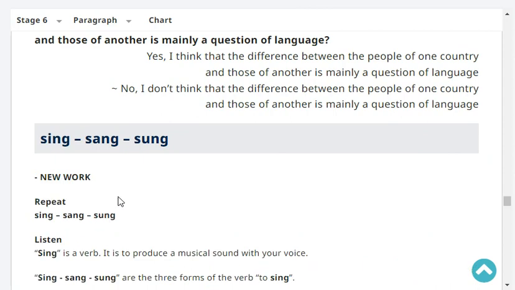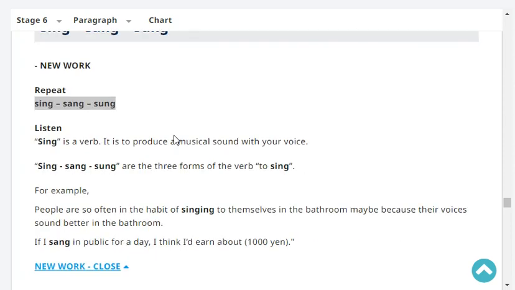Next, repeat. Sing, sang, sung. Very good. Okay, listen. The word sing is a verb. It is to produce a musical sound with your voice. Sing, sang, sung are the three forms of the verb to sing.